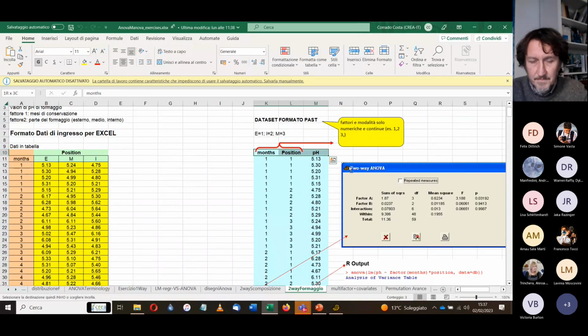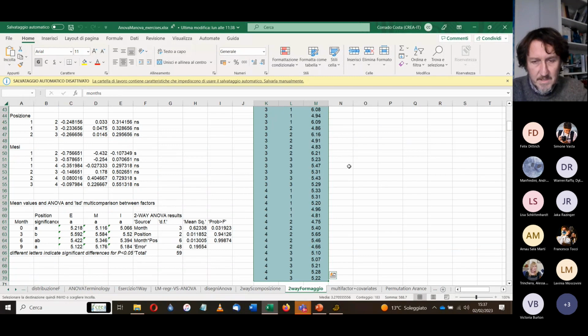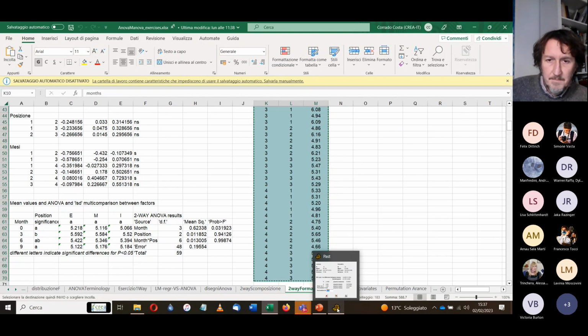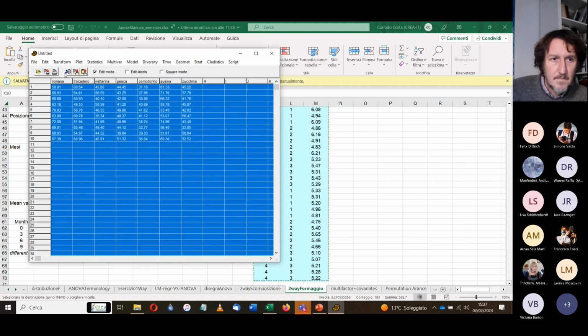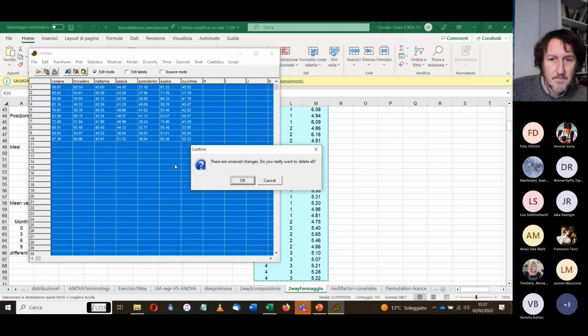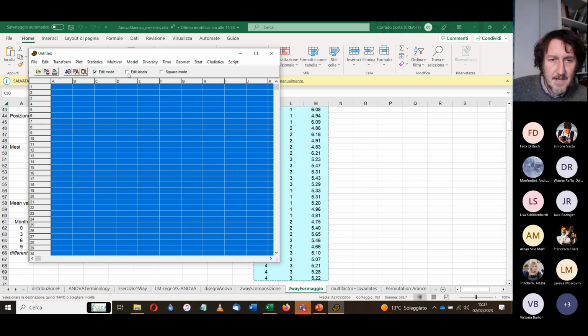You copy this one with the header, copy. You go in PAST, file, new, okay, edit labels.